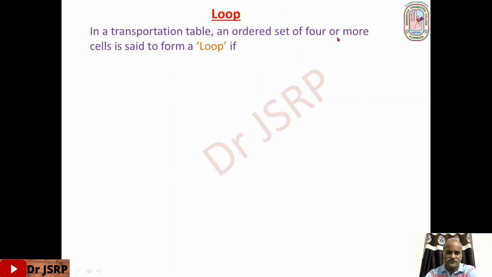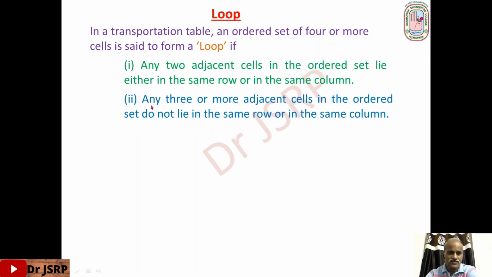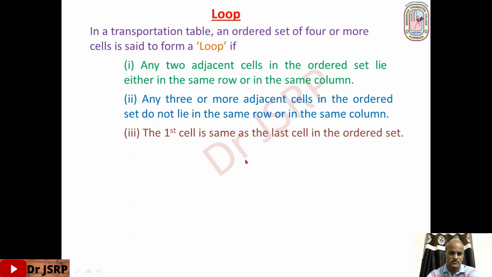So an ordered set of 4 or more cells is said to form a loop if it satisfies 3 conditions. First condition, any 2 adjacent cells in the ordered set lie either in the same row or in the same column. Second point, any 3 or more adjacent cells in the ordered set do not lie in the same row or in the same column. The first cell is the same as the last cell in the ordered set. Okay, so we consider an example.